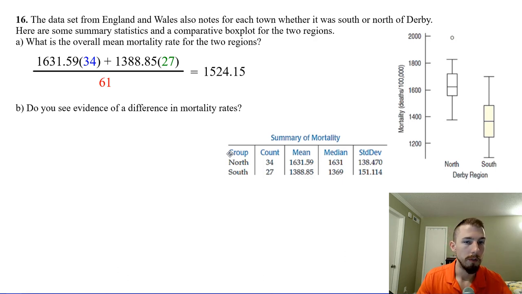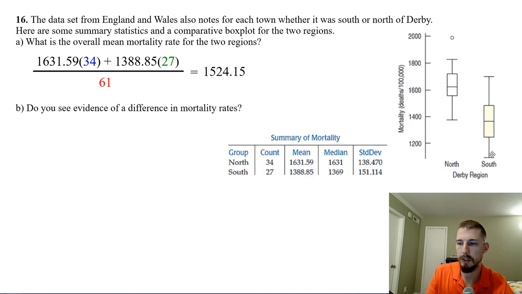So the data from England and Wales notes for each town whether it's south or north of Derby. Here are the summary statistics and comparative box plots for the two regions. I think if you read a problem before it, it'll explain what this data is talking about, but this is like a second problem. So what's the overall mean mortality rate for the two regions?